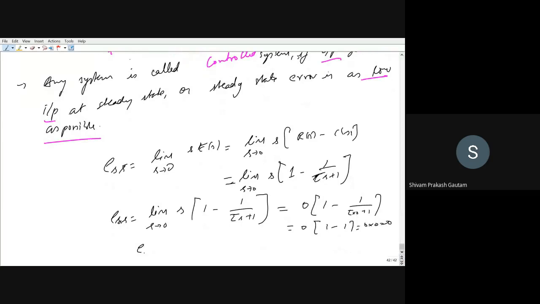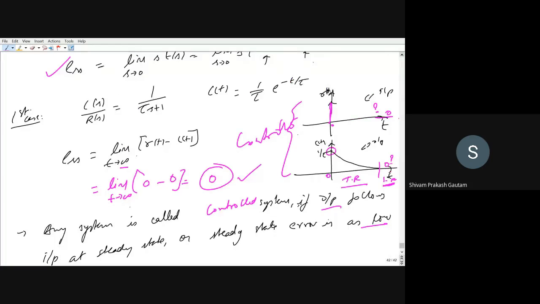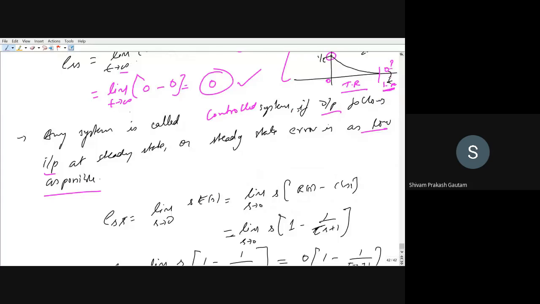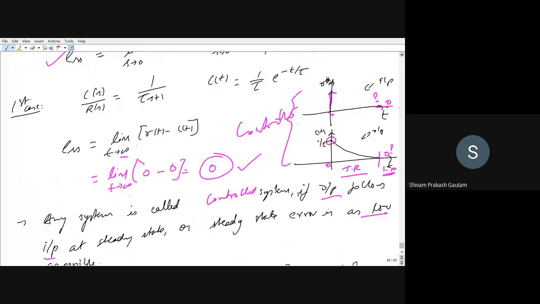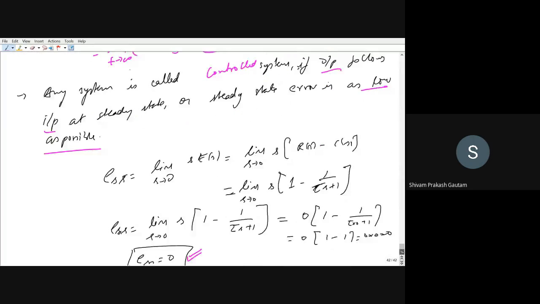So what is the steady state error coming? 0. Both ways you can check, our steady state error is coming to be 0, right? Which is also true. We have seen it in the plotted way. So we have plotted input and output, and we have confirmed that steady state error is coming to be 0. Now we will see the second case.